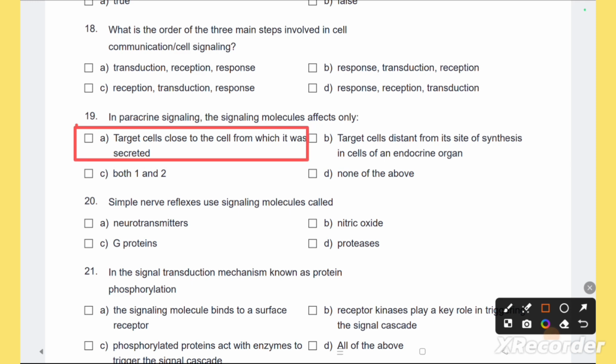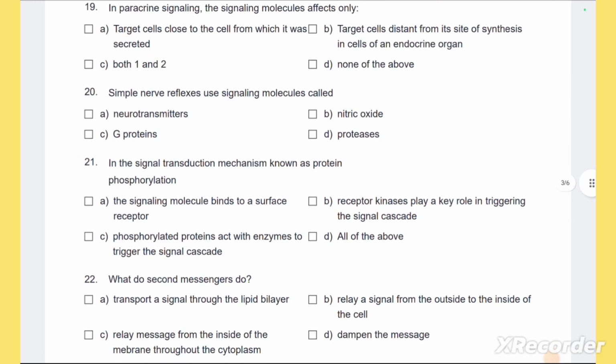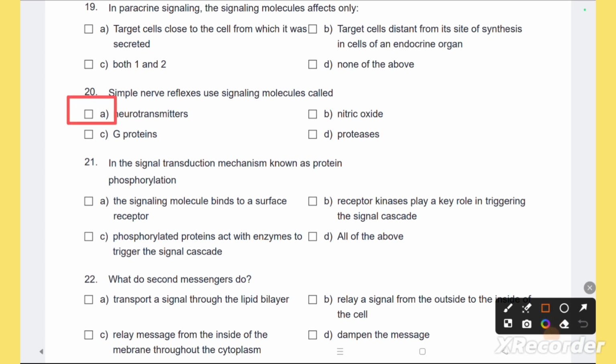Yes. Chalo. Question number 20. Simple nerve reflexes use a signaling molecule called option A, neurotransmitter, option B, nitric oxide, option C, G protein, and option D, protease. We know that it is simply self explaining. If it is related to simple nerve, then it is related to neurotransmitter.